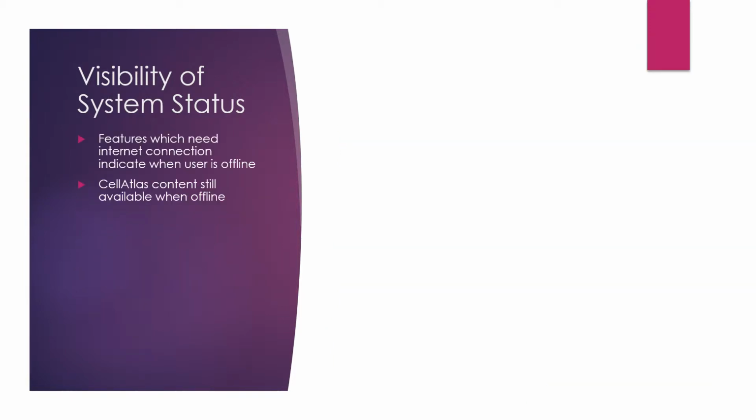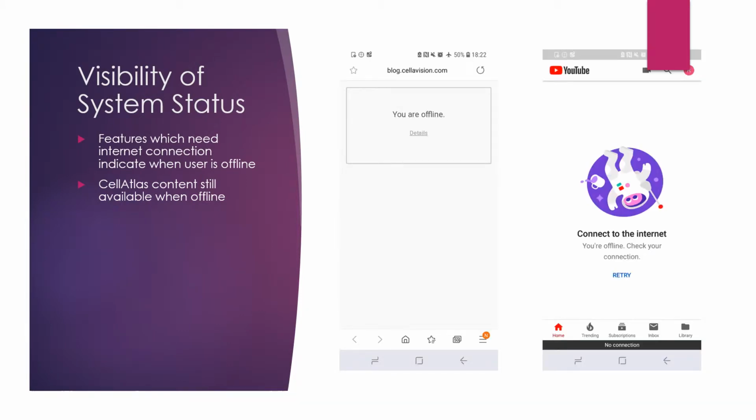Additionally, it will tell you within the YouTube portion for videos, as well as the blog, that you're offline. And so these are what those screens look like. This is the blog, this is YouTube for the videos. But the Cell Atlas content itself is still available when you're offline, so you can look at all of the photos and still do your quizzes.